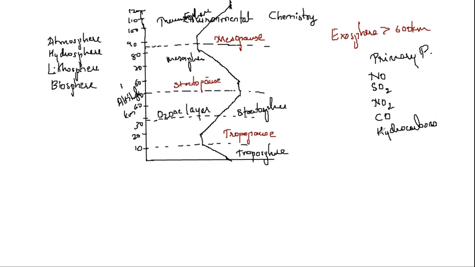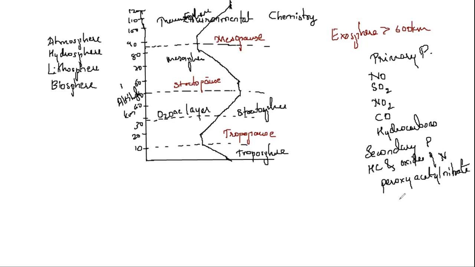Then we have something called secondary pollutants. What are secondary pollutants? Secondary pollutants are formed from primary pollutants in the atmosphere. For example, hydrocarbons and oxides of nitrogen react to form certain compounds called peroxyacetyl nitrates. These are abbreviated as PAN. So these become the secondary pollutants. They act as secondary pollutants.